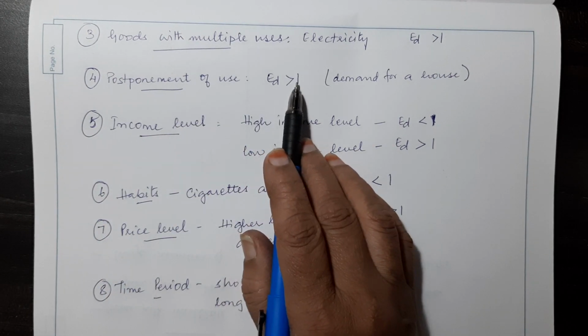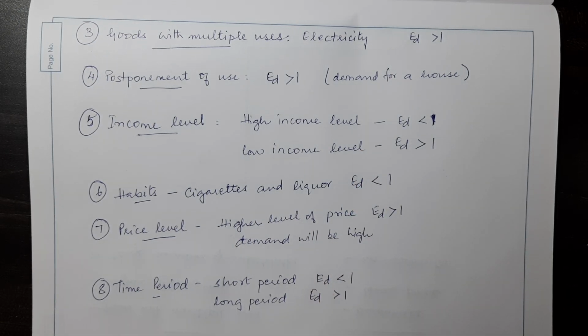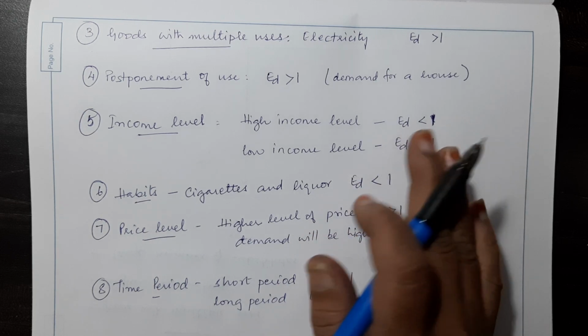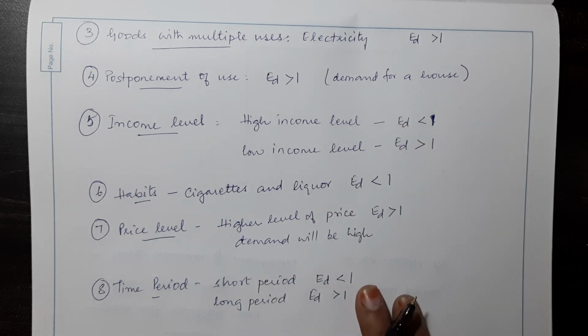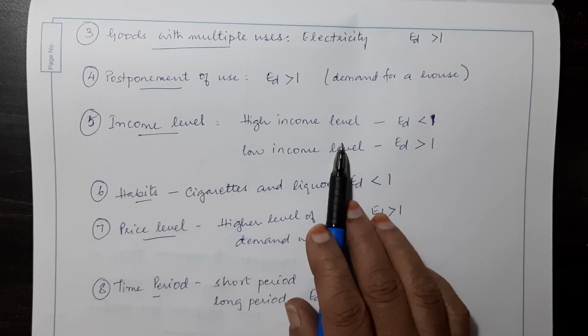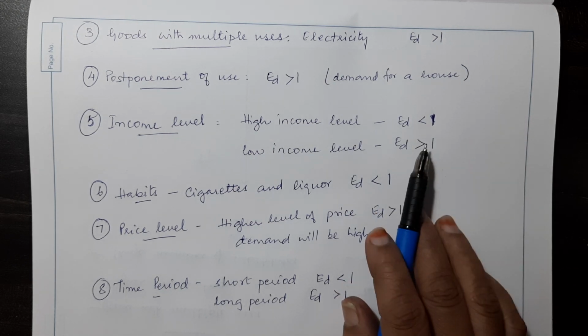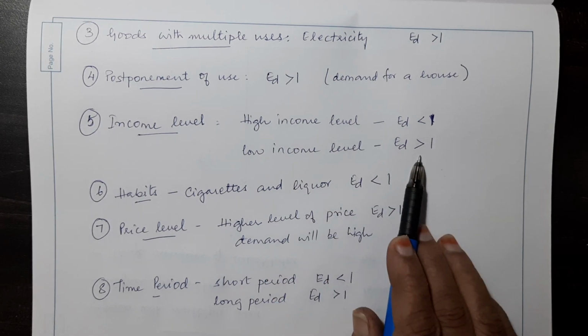So postponement of the use is the fourth factor. Here the elasticity will be greater than 1 because the consumption of such goods can be postponed. Example is demand for a house, let's say. So people can lower the demand for residential houses when interest rates on the loans are on the higher side. Then the fifth factor is income level. A higher income level group, for them the elasticity would be less than 1 because it doesn't matter even if the prices are on the higher side. But for a lower income group, the elasticity would be greater than 1.